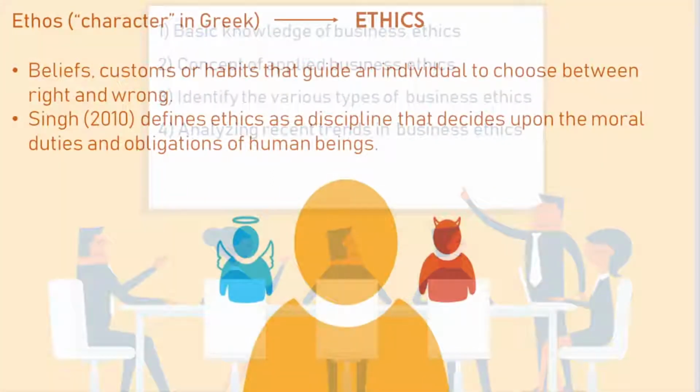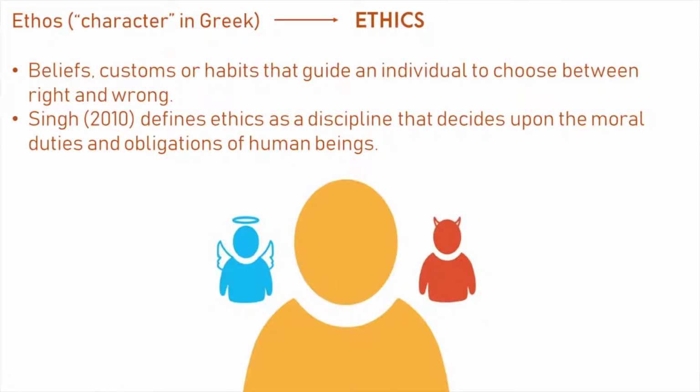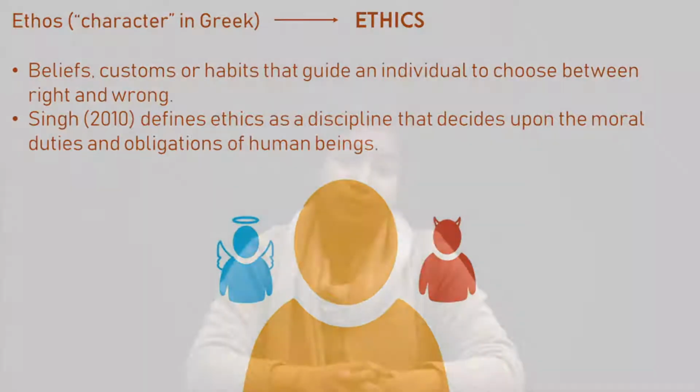Let's start by understanding the meaning of the word ethics. Ethics is derived from a Greek word ethos, which means character. They are the beliefs, customs or habits that guide an individual to choose between right and wrong. It is also defined as a discipline that calls for moral duties and obligations of human beings.